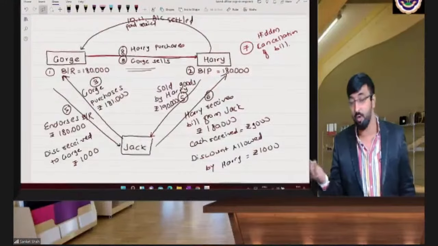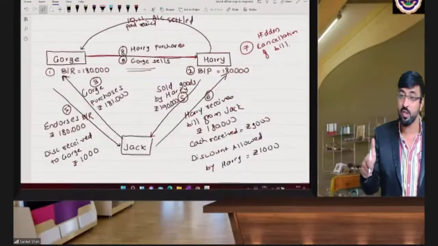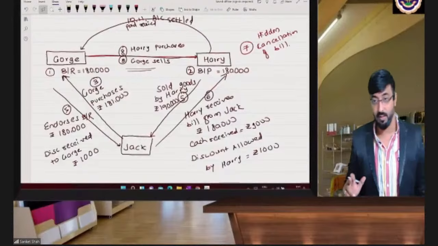Okay, main accommodation bill part 1. So I'm going to solve one more question, that is number 11.